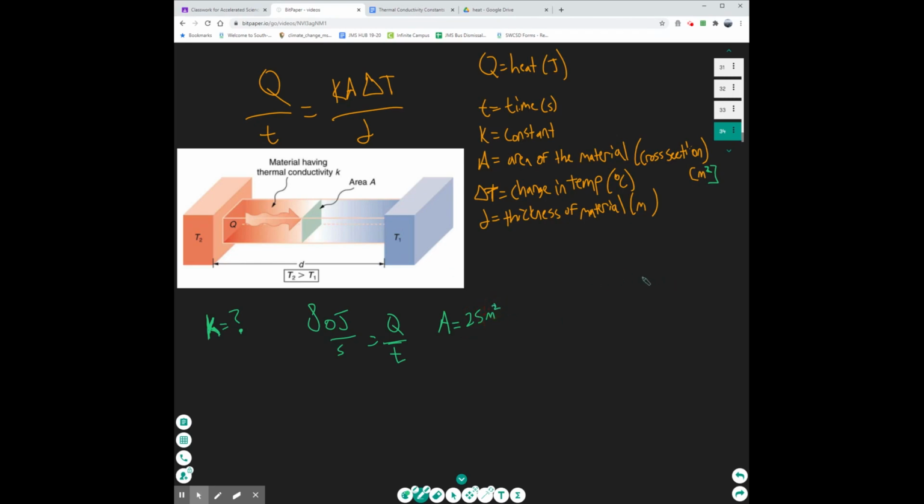So maybe let's make a little cross section here. We've got a little cross section like this. And our little cross section is 5 meters by 5 meters, so it's 5 by 5. That gives us a cross sectional area of 25 meters squared. And then let's say that the thickness here is 2 meters. So we'll say that D is then 2 meters.